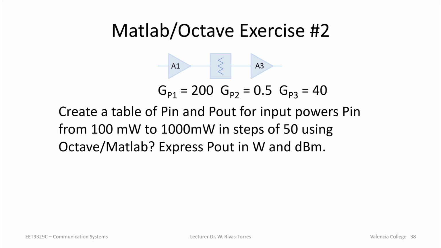Okay, moving right along. Here's another example. I want you now to create a table of PN versus POUT for the cascade of components that you see here. I want PN to vary from 100 milliwatts, that's right here, to 1,000 milliwatts, in steps of 50 milliwatts, using Octave or MATLAB. And then I want you to express POUT both in watts and in dBm.